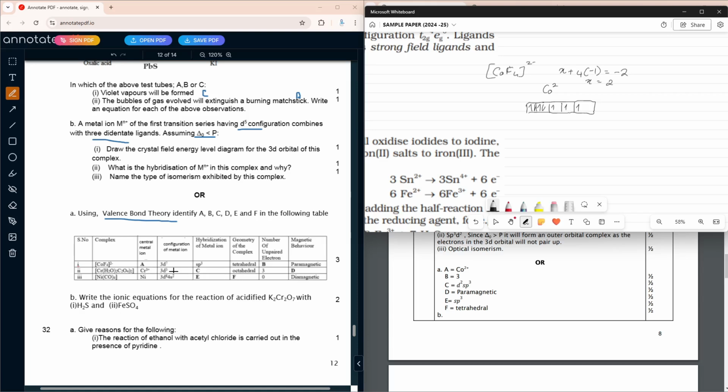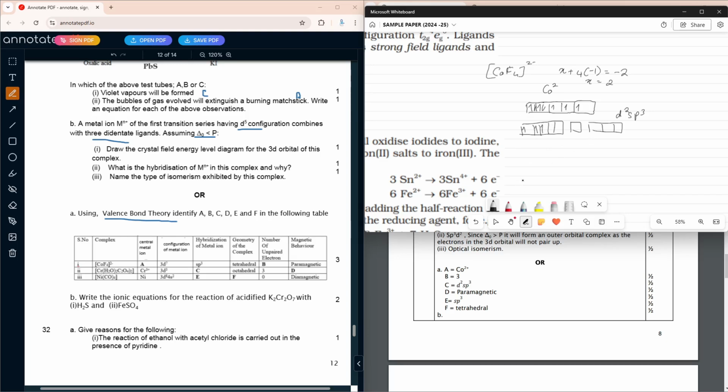So here this is 3d3. Because you already have 3d3, it's basically going to use the d2sp3 configuration, because it already has these 2 spots free. So it's going to undergo d2sp3 hybridization. Just going to say d2sp3. Okay. The next question is related to the magnetic behavior. Now, since you have these unpaired electrons, it's going to be paramagnetic.